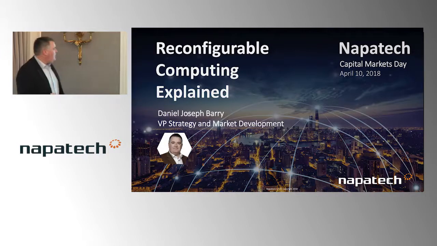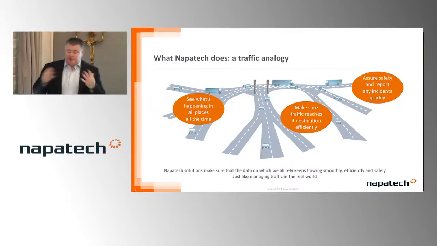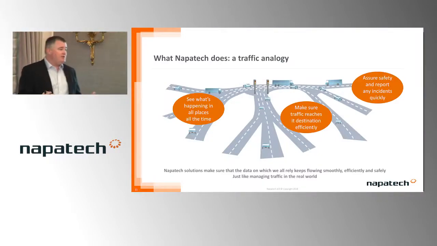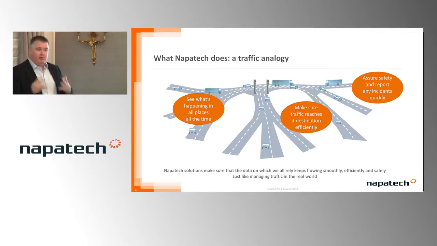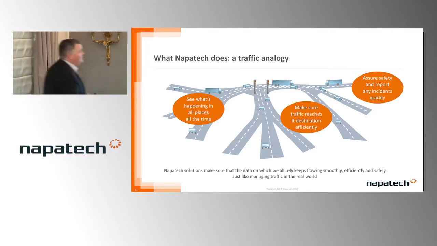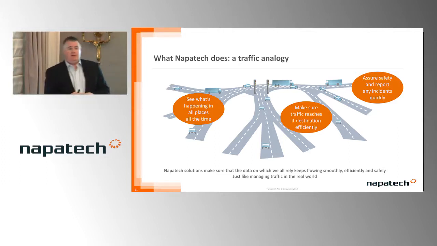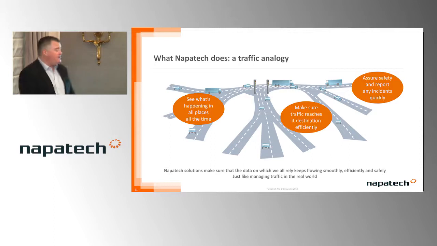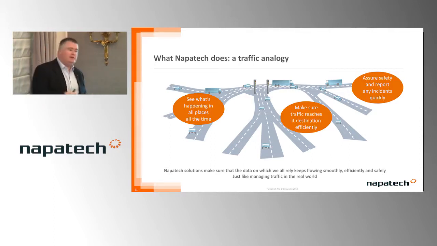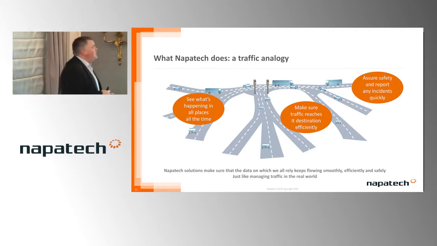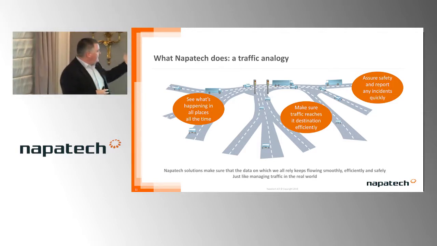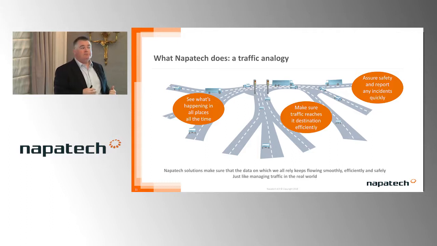Okay? So I want to start off by trying to explain what Napatech does, and to do that I just wanted to use an analogy that we might all understand, and just normal traffic. So if you imagine a city like Oslo, basically there's a lot of traffic coming into Oslo, all different types, and if you had to manage that, then basically what would you do? Well, one of the first things you would do is you would set up a lot of different sensors and different cameras around the place, so that you could see what's happening in all places at all times, right?